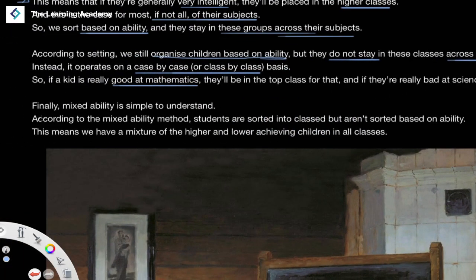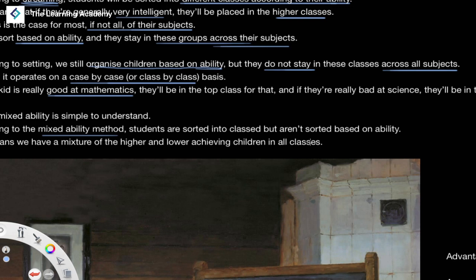Finally, we have the concept of a mixed ability system. Well, according to mixed ability, as the name suggests, students are sorted into classes, but it's not according to their ability. So they could just be ultimately randomly assigned into different classes.